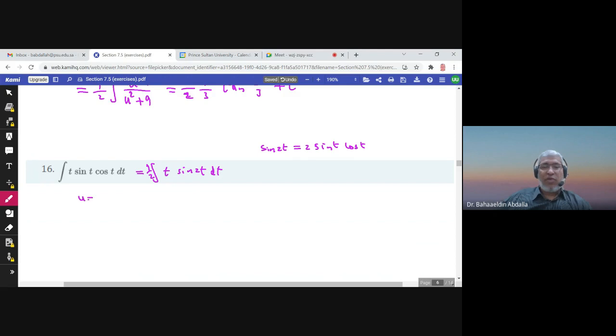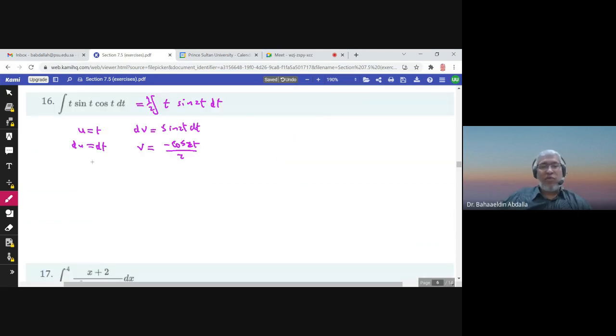So if I take u equals t, then du would be dt, and dv, if I take it sine 2t dt, then the integral of sine is negative cosine 2t over 2. And then integral v du would be easy, just integration of negative cosine 2t.